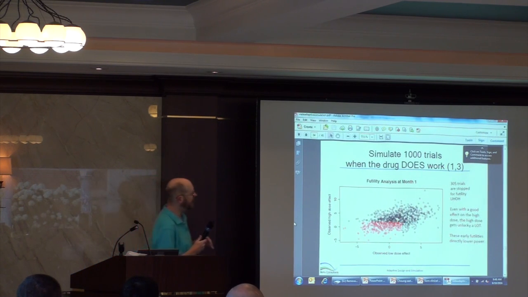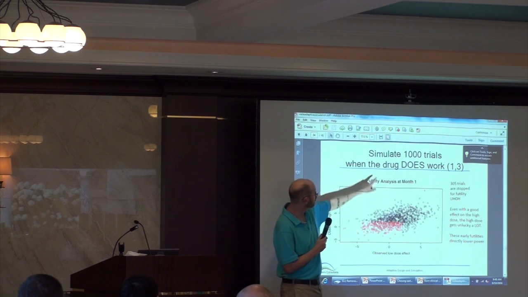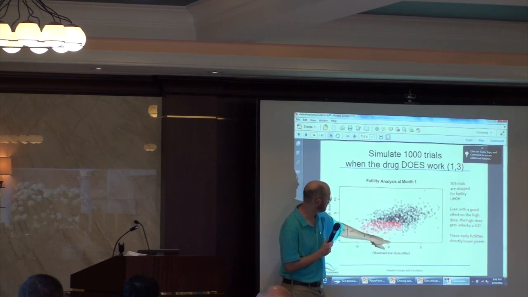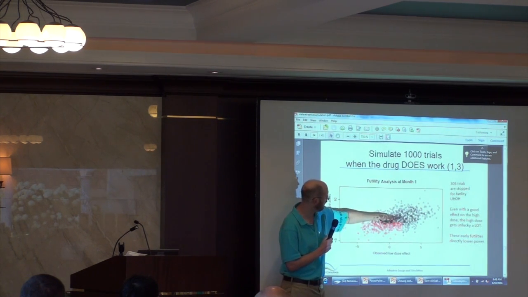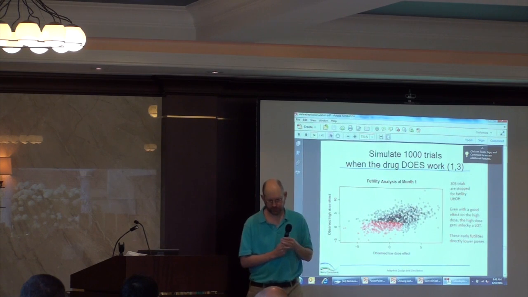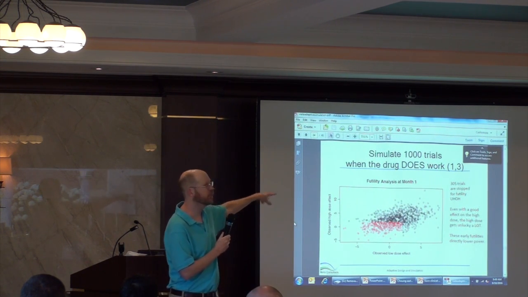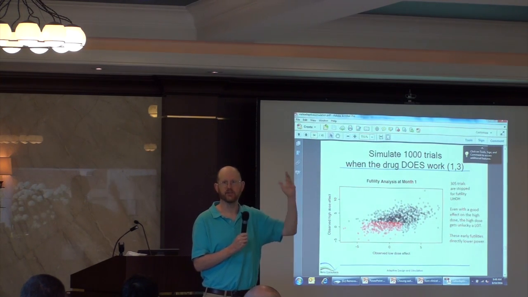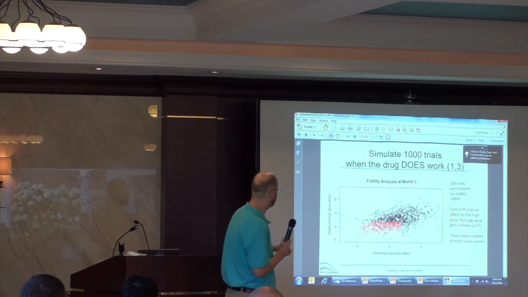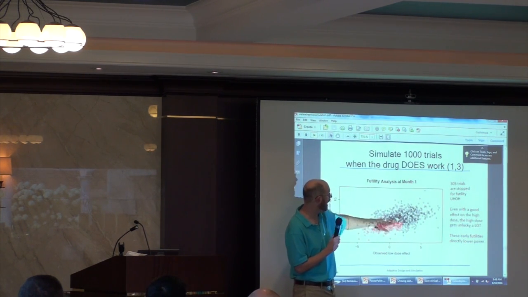So this is what the data looks like when you have a good drug. The true effect here for the low dose is 1, so the truth is here. The truth for the high dose is 3, that's about here. So in truth, everything works. This is the same range of variation, but of course it has a higher mean because the drug in fact works. The points are still colored. These are the trials that you stop.